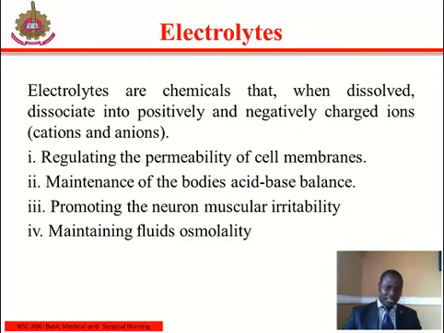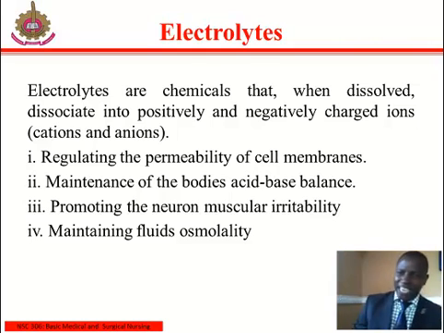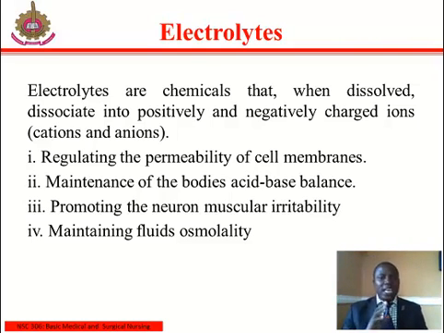Electrolytes are chemicals that, when dissolved, dissociate into positively and negatively charged ions, that is, cations and anions. They regulate the permeability of cell membranes, thus controlling the transfer of various materials across the membrane. Electrolytes equally maintain the body's acid-base balance.